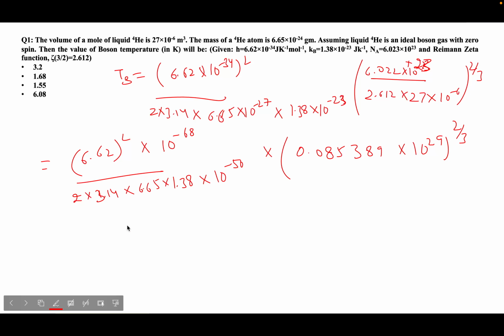And this side, 6.62 divided by 2, 3.14, 6.65, 1.38. So this is equal to 0.76 into 10 to the power minus 18, and this will be 85, 1, 2, 3, okay.